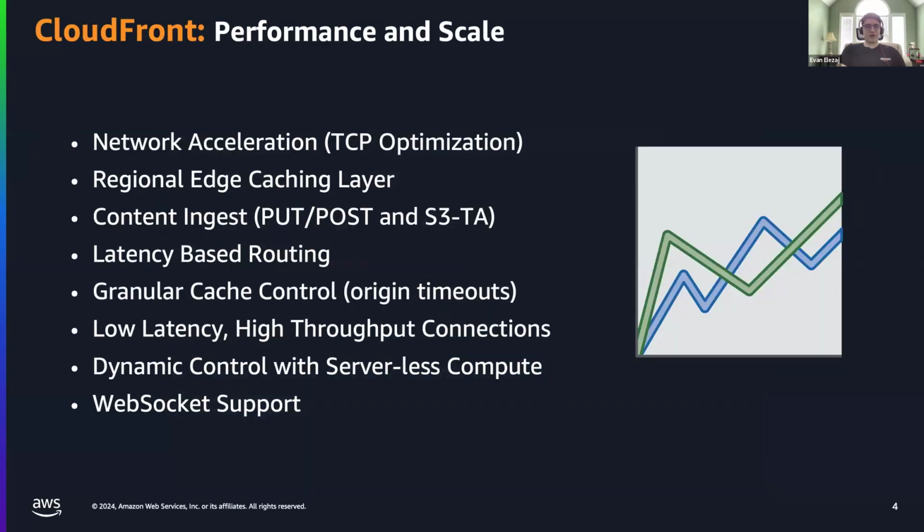Additionally, here are some other high-level benefits of CloudFront. You get things like network acceleration, especially TCP optimization. You get caching, so regional edge caching, and you can also have granular cache control. You get content ingest, put and post, all for S3. You get latency-based routing and a bunch of extra features listed here.